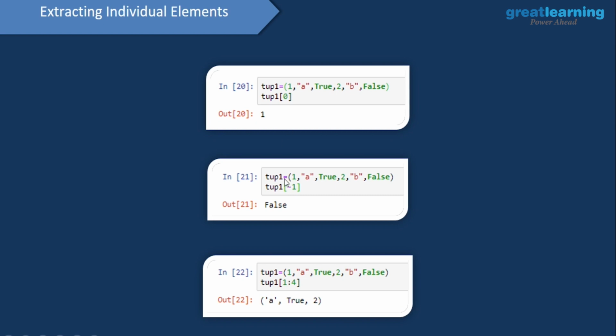Similarly, if I want to extract the last element, I just have to give in -1. So in tup1, I'll give in -1. And with the help of this, I am able to extract the last element.